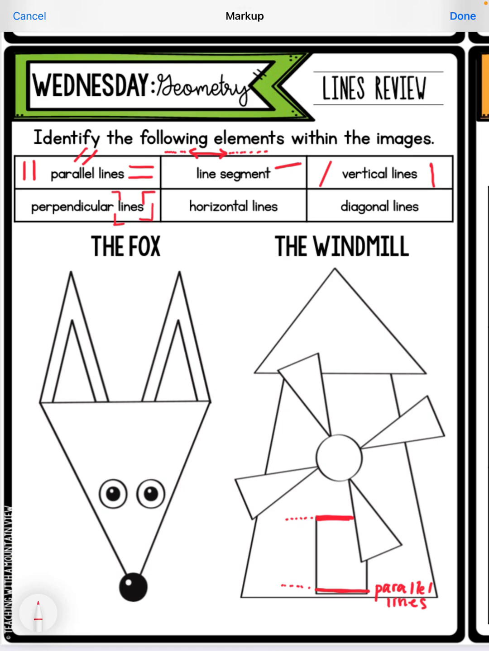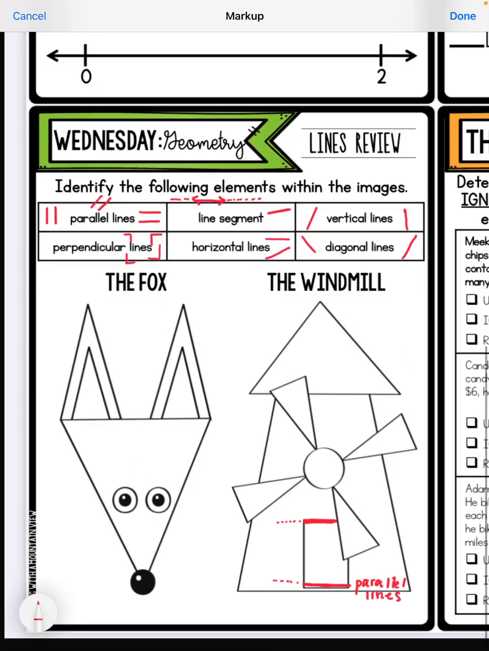Horizontal lines, like I said earlier, are the opposite of vertical lines. These ones are the ones that go side to side. Again, they can be a little bit diagonal as long as they're more side to side rather than up and down. And then diagonal, those are those slanted lines that we see. So make sure you're labeling those in the pictures below.